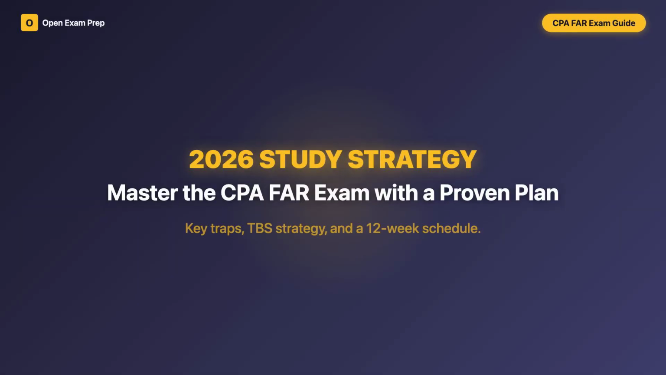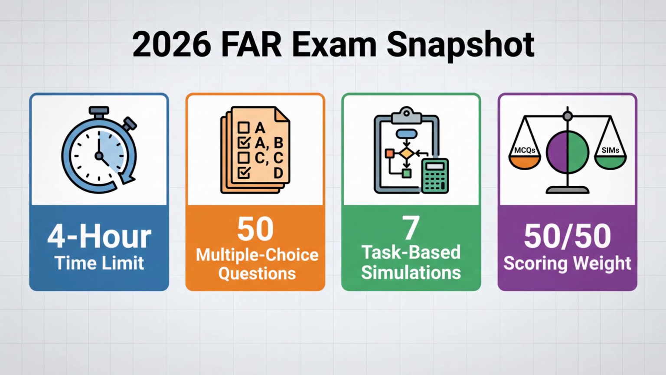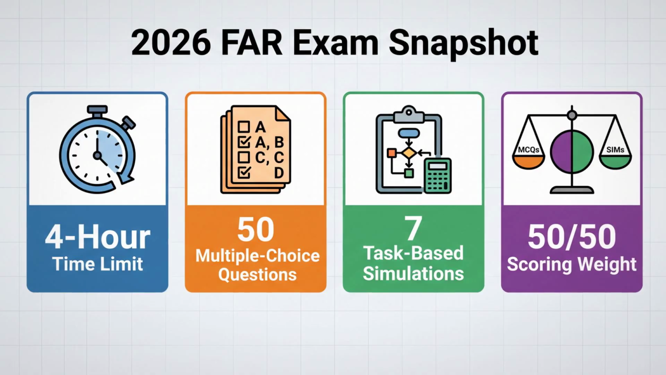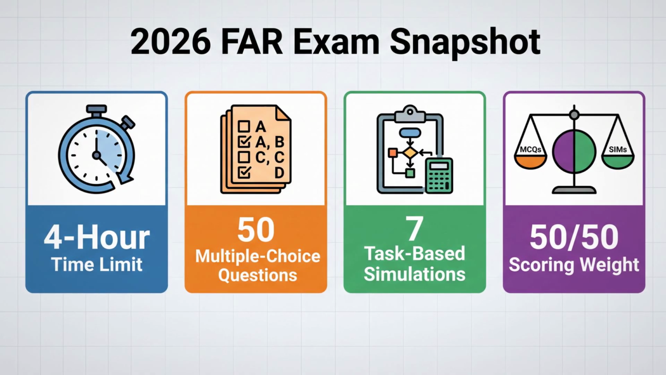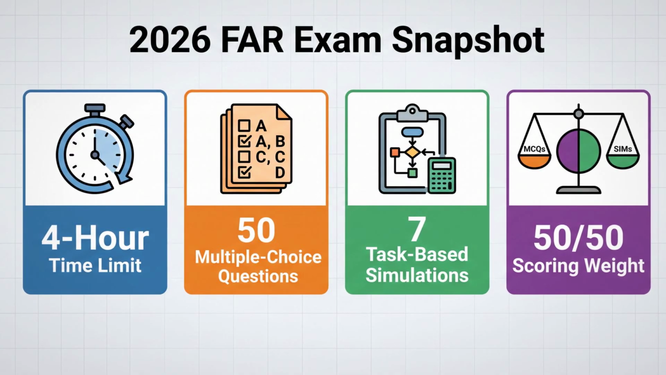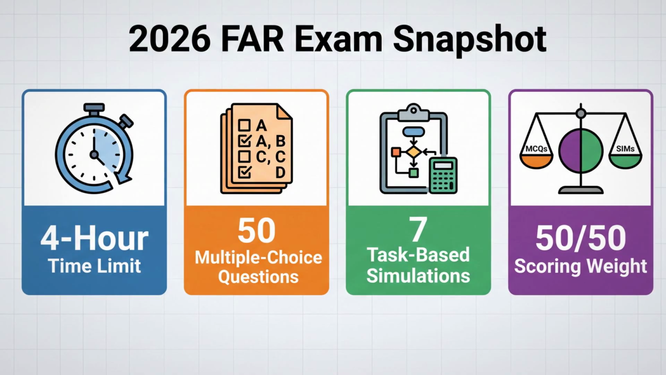This is your guide to the 2026 CPA Financial Accounting and Reporting exam. Let's build your study plan. The CPA FAR section is a 4-hour marathon that tests both your knowledge and your stamina. It's comprised of 50 multiple-choice questions and 7 task-based simulations, with the final score weighted evenly between them, 50-50.